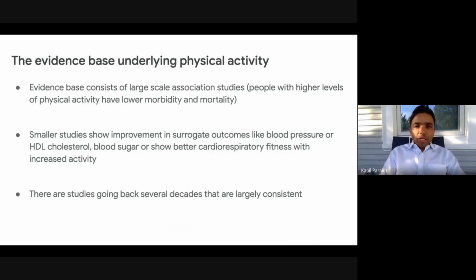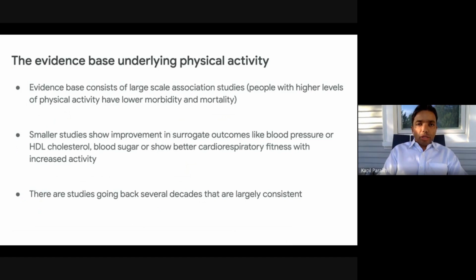Now, the evidence underlying physical activity. Many of us know that physical activity is good for health, but if you start looking at the scientific studies, how do we know that? There are a couple of different types of studies that inform this evidence base. One type is what we call a large-scale association study. You look at a large group of people, tens or hundreds of thousands, and you see what the rates of disease and mortality are in the people who are more physically active and compare that to the people who are less physically active.